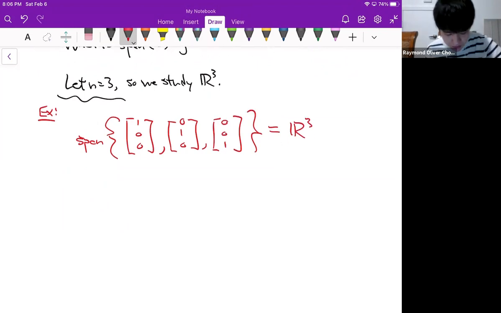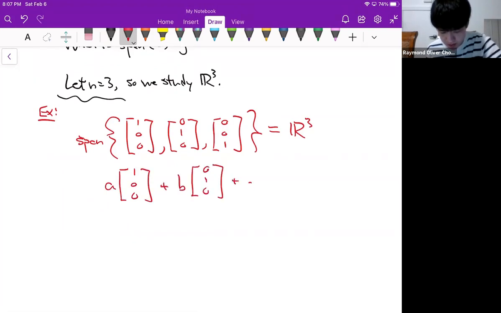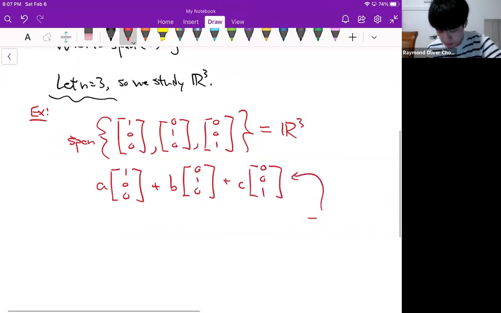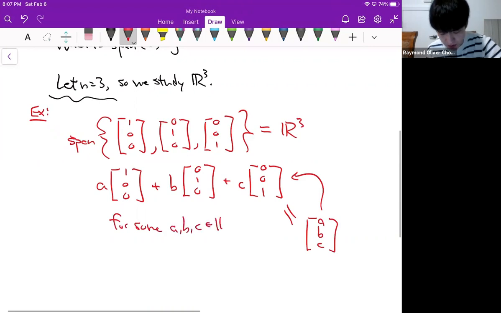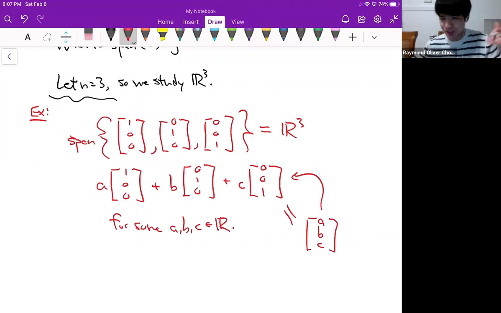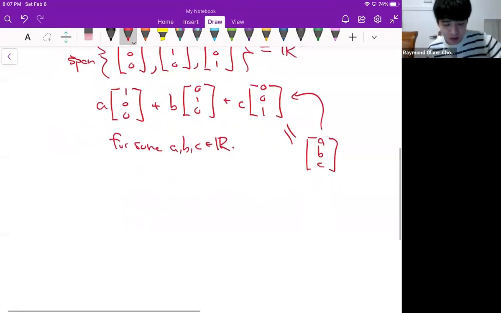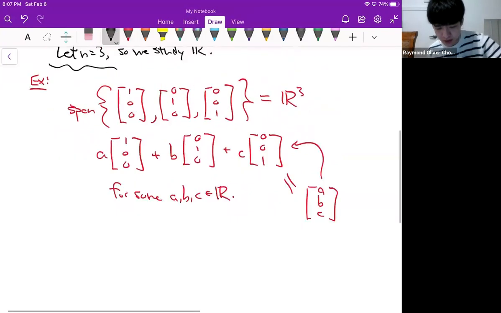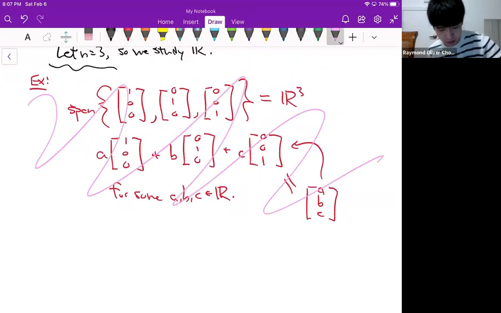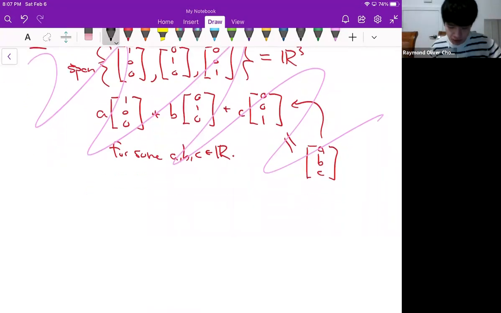And they say, oh, well, if you take all linear combinations, A times (1, 0, 0), B times (0, 1, 0), and C times (0, 0, 1), then this is equal to (A, B, C) for some A, B, C in R, and so that must be everything. Okay, well that doesn't really tell you anything, right? We're still confused. We don't know much. Okay, so forget this. Scribble it out in pink. Let's think about it this way.